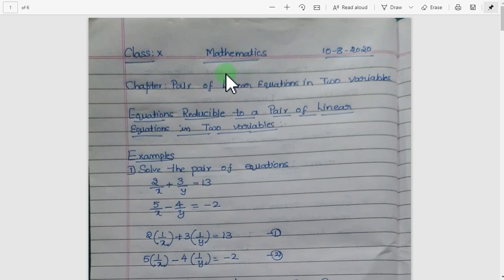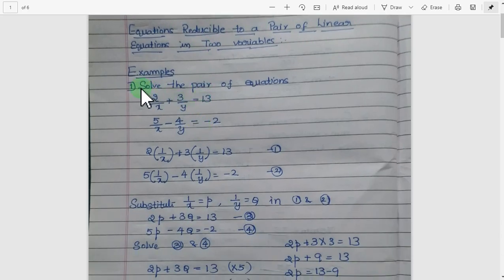Good morning, students. In this chapter, the cross multiplication method is excluded from your syllabus. So I start with equations reducible to a pair of linear equations in two variables. Example: solve the pair of equations 2 by x plus 3 by y is equal to 13, 5 by x minus 4 by y is equal to minus 2.